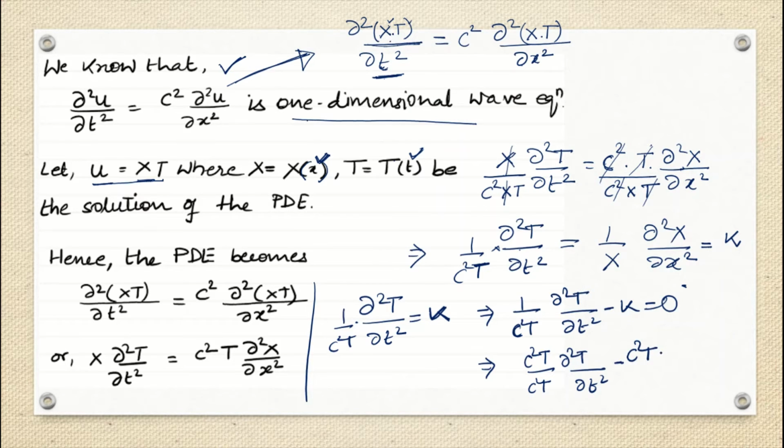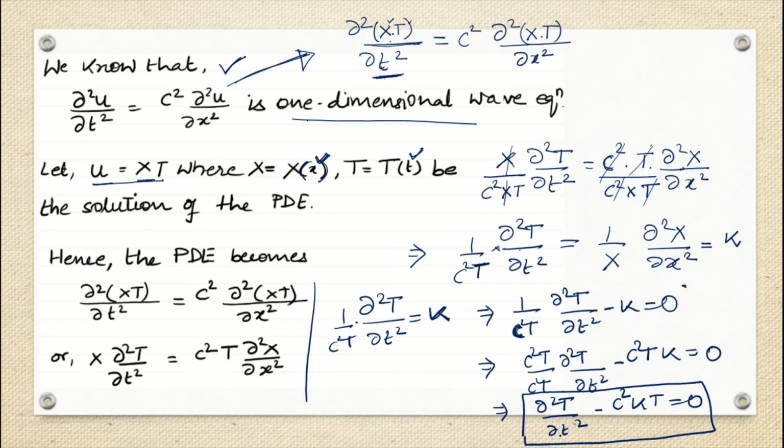So what will happen here? The right side, 0 into this complete thing, will again become 0. I'm doing it just to remove any quantity from my denominator. So it is nothing but del 2t by del t square minus c square kt equals 0. Fine, right? Now you can check that this is nothing but my ordinary differential equation. And since there is only one type of variable, instead of del I can write d, that means d2t by dt square equals k.